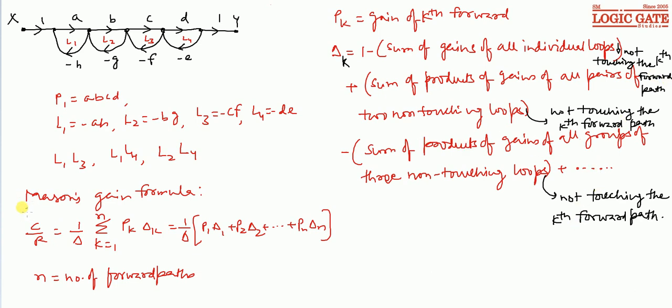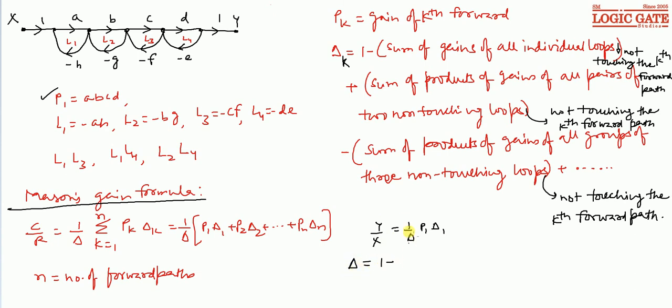So let us use the Mason's gain formula to find the closed loop transfer function for different signal flow graphs. We will start with this signal flow graph. We have all the information about forward paths and the loops. So for this example, y by x will be 1 by del, P1 del 1. So first of all, let's calculate del.